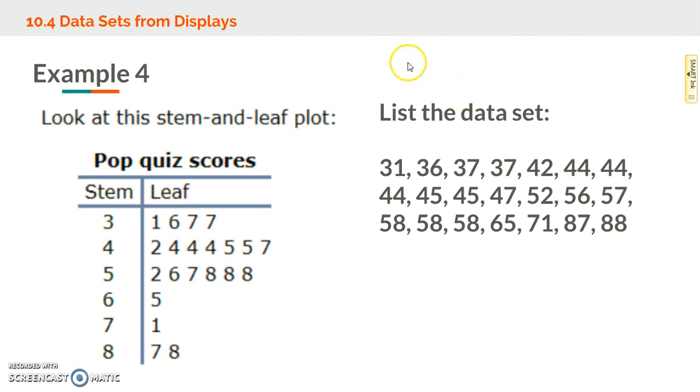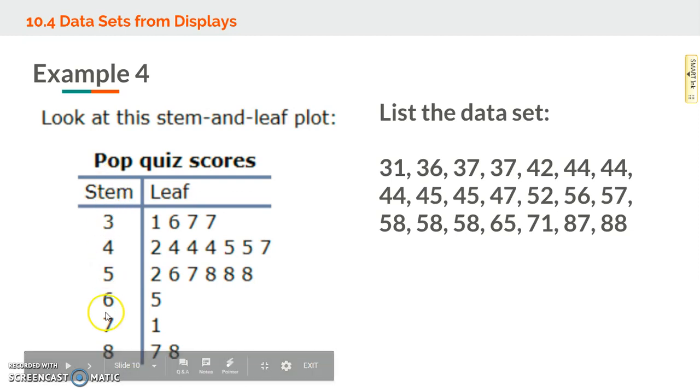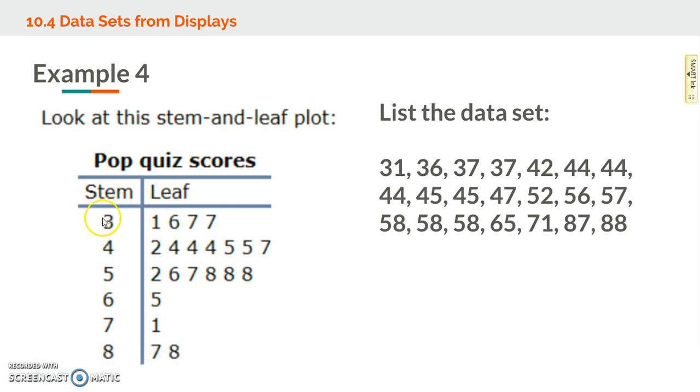All right, example 4 here, stem and leaf plot. Our left column here is our stem, and our leaf then is what is attached to our stem. Here, this 3 represents 30. So if you take a look, I have 31, 36, 37, and another 37, right? So when it's listed twice, there's more than one of it there. There's 2. And then we go to 40, 42, 44, 44, 44, 45, 45, and 47.